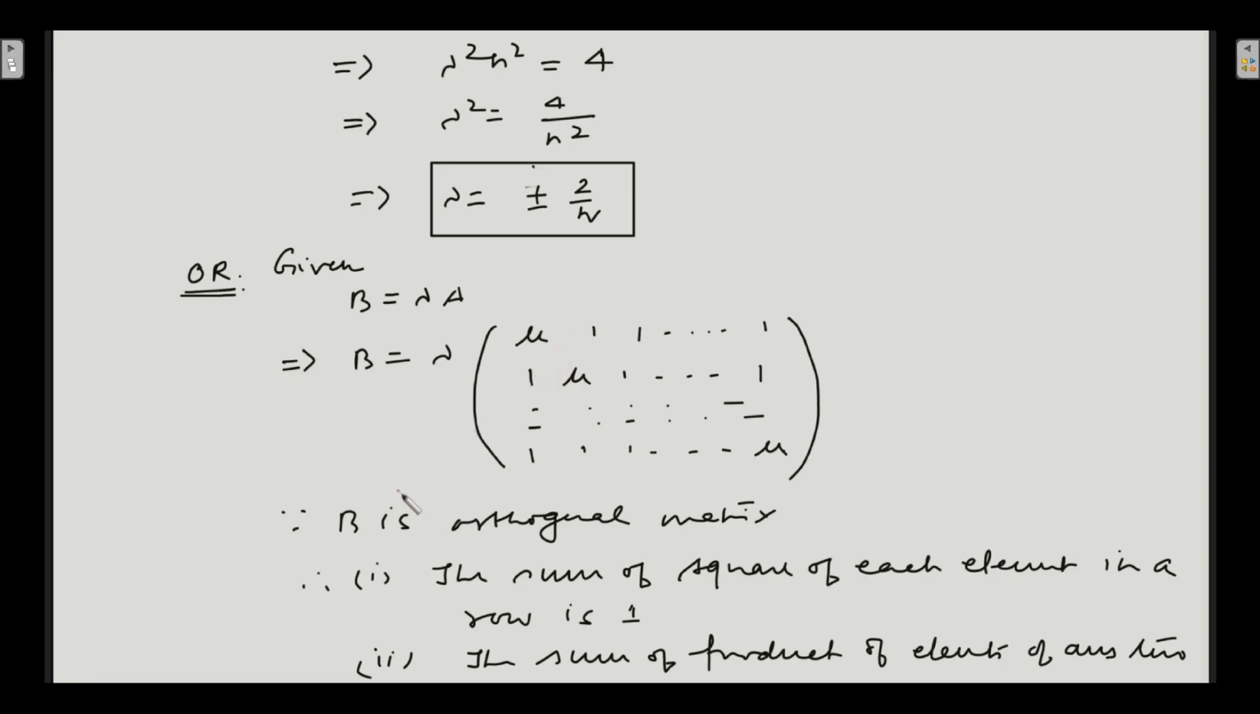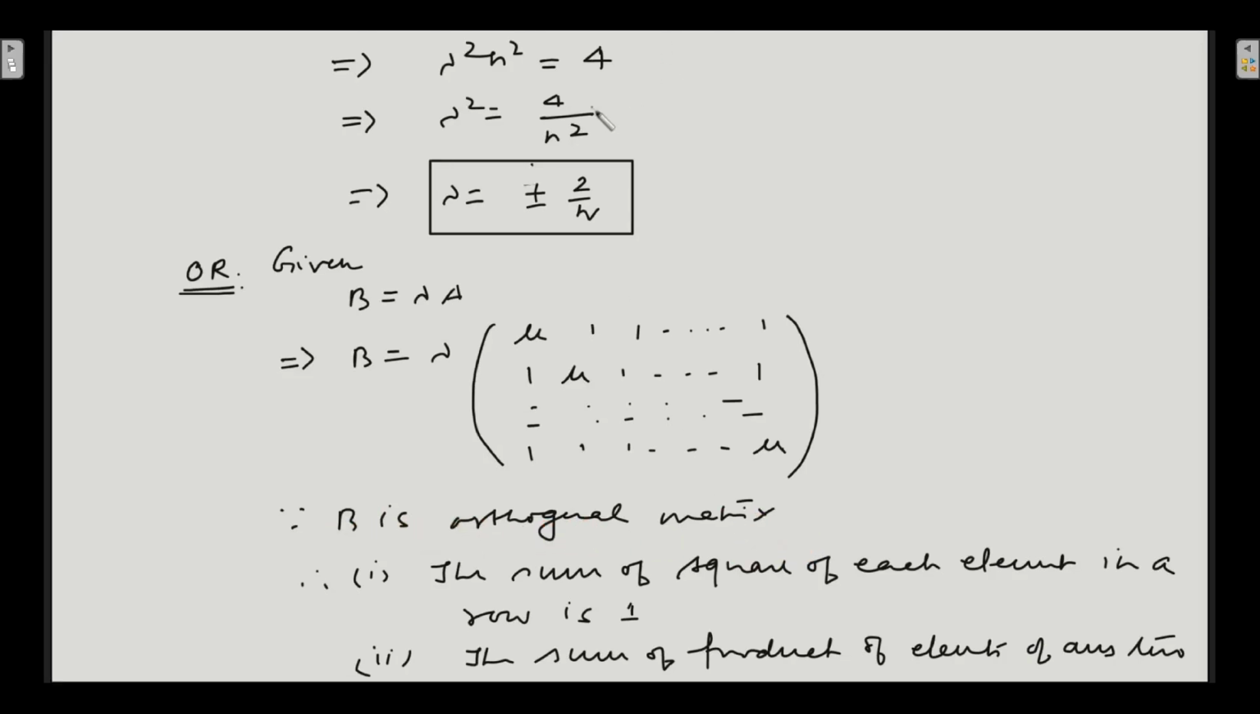Okay, now it is given that capital B is an orthogonal matrix. So we already know one condition of an orthogonal matrix. What is that condition? We know that the sum of square of each element in a row is equal to 1. The sum of square of each element in a row is equal to 1 in an orthogonal matrix. Let me give you one example.